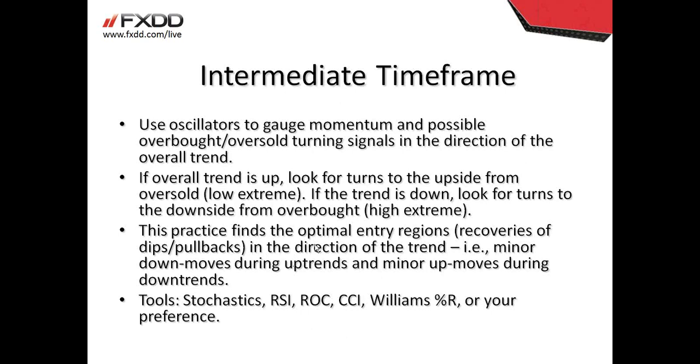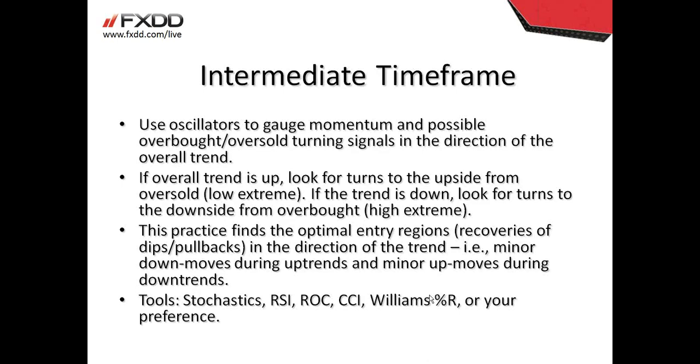Now, this practice finds the optimal entry regions, which are recoveries of dips and pullbacks in the direction of the trend. We're looking for minor down moves during uptrends and minor up moves during downtrends. I know this may be confusing, especially for those of you who are beginners, but rest assured I will show it to you on my charts in just a minute. So that's what we do on an intermediate time frame. In an uptrend, I'm looking for the stochastics to cross up above oversold, and that's telling me that perhaps this dip is ending. In a downtrend, when the price rallies up, I'm looking for the end of that rally, and I'm looking for the stochastics to cross down below, I'm sorry, overbought, and that will give me some indication that perhaps this recovery is ending.